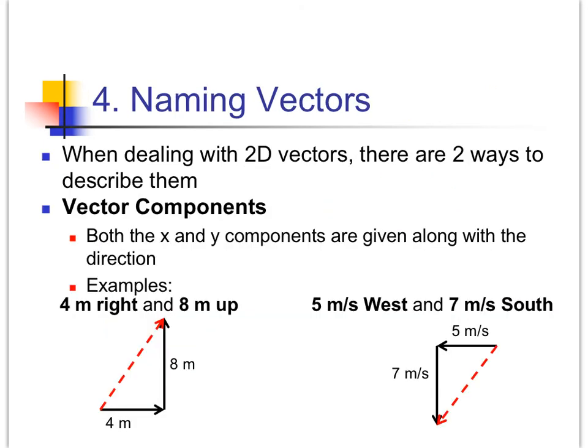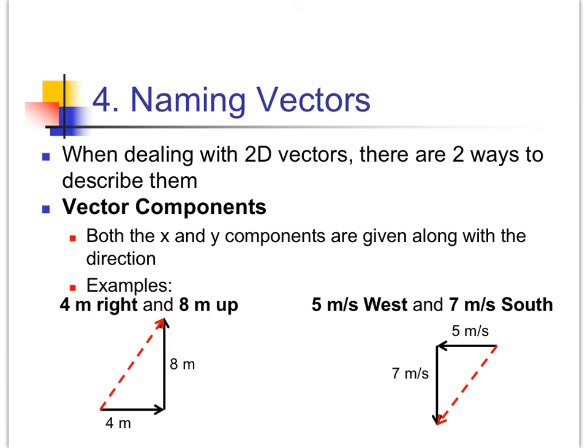The next thing we want to talk about is naming vectors. So when we get into these vectors in 2 dimensions, there's 2 ways that we can describe them. We can either talk about our vector components and actually name them based off of our components. So for example, for this situation here, we have 4 meters to the right and 8 meters up, or 5 meters per second west and 7 meters per second south. So giving both those x and y components is sufficient to describe the vector.